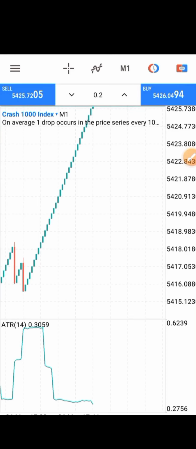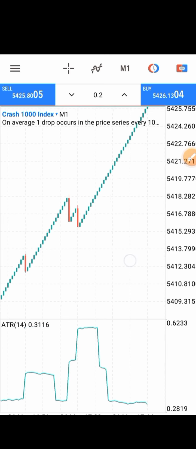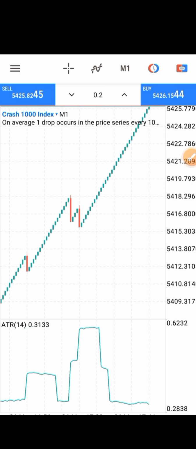So guys, based on the last video I dropped on how to scalp Boom and Crash using the average true range, ATR. In that video, I only explained how to trade Crash 1000. So there's a lot of comments requesting if the strategy can also work on Boom 1000. The answer is yes. The strategy is effective on both Crash and Boom markets.